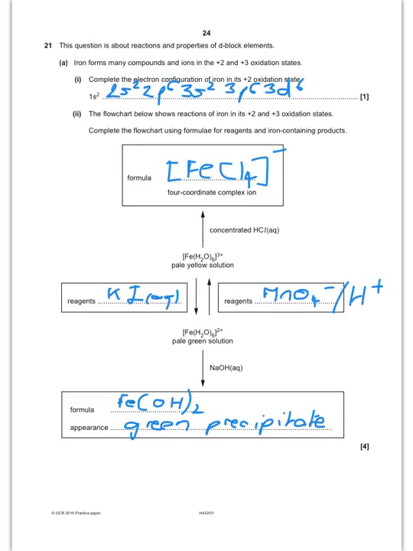So moving on to some transition metal chemistry there. Electron configuration of iron in +2. Remember the 4s electrons are lost first. Okay, and then we're going to do some reactions of iron.